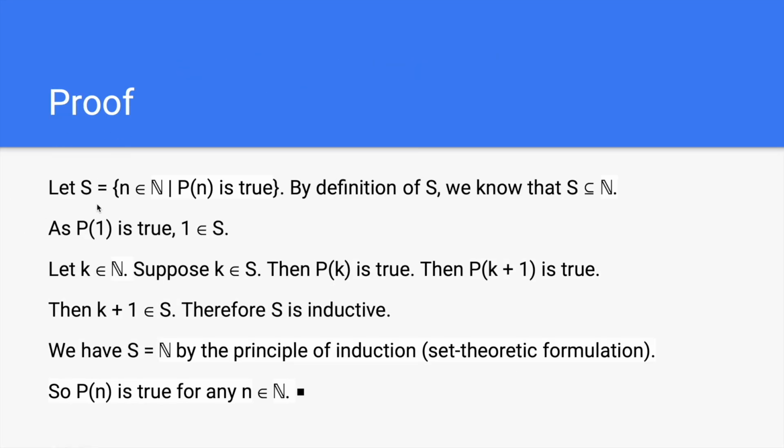Proof: let S be the set of all n belonging to N such that P(n) is true. By definition of S, we know that S is a subset of N. As P(1) is true, 1 belongs to S. Let k be a natural number. Suppose k belongs to S, then P(k) is true. Then P(k+1) is true by assumption. Then k+1 belongs to S. Therefore, S is inductive. We have S is equal to N by the principle of induction, set theoretic formulation. So P(n) is true for any natural number n.